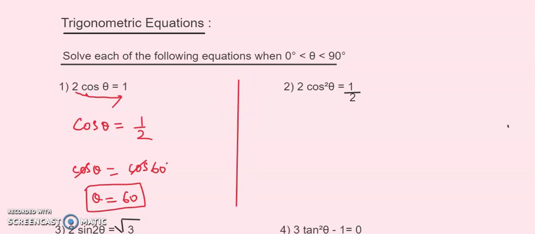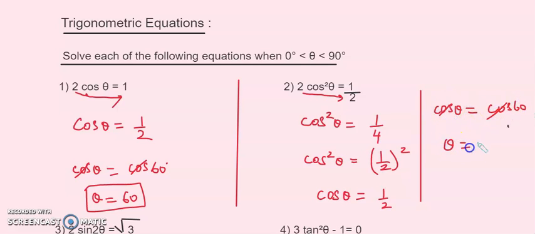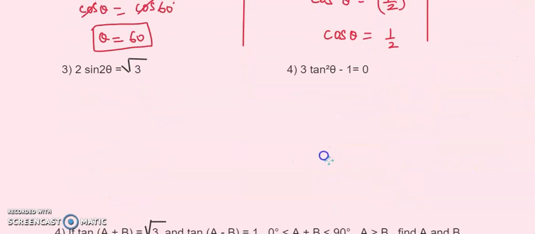Let's take the next one. Again, I have to shift the 2 to the other side. So it becomes cos square theta equals 1 upon 4. Now it's a square, right? So can I say cos square theta equals half the whole square? 1 by 4 is half the whole square. The square and the square means now we'll take the square root. So cos theta equals half. Again, which value of cos is half? Cos 60. So the cos and the cos go off, theta equals 60. Hope it's making sense.